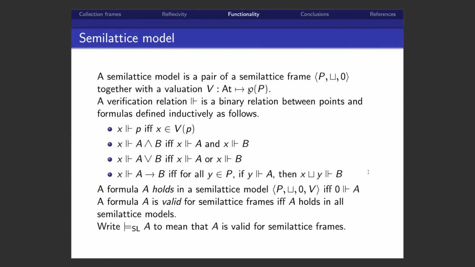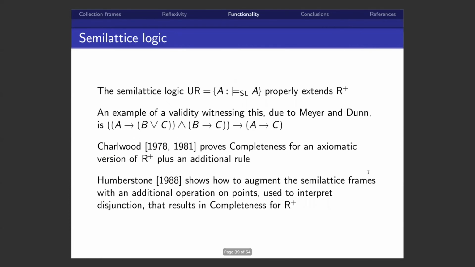So a formula is going to hold in a semilattice model just in case it holds at 0. It's verified at 0, and it's valid in case it holds in all semilattice models. Which brings us to semilattice logic. The logic, I'll call UR, is the set of valid formulas.